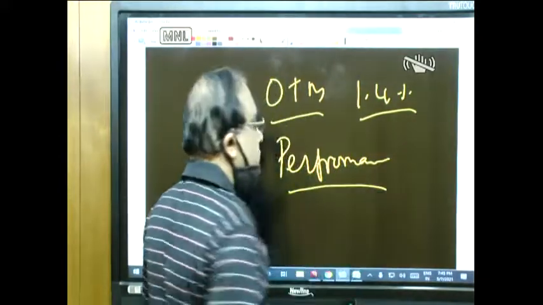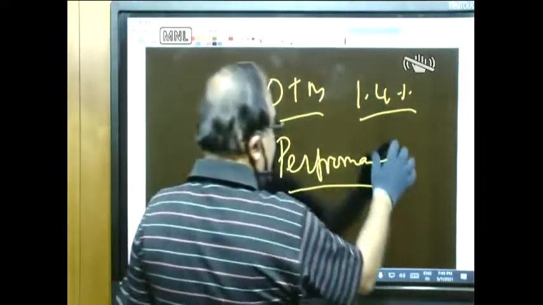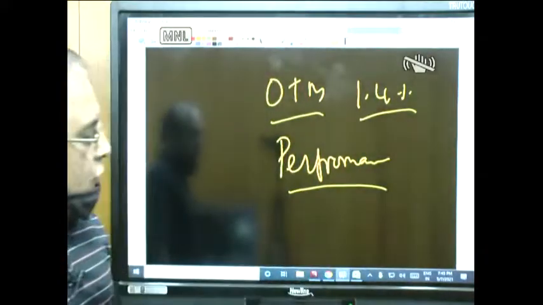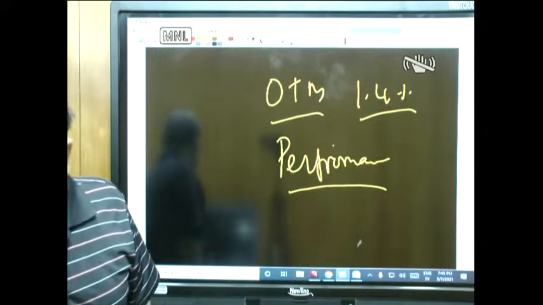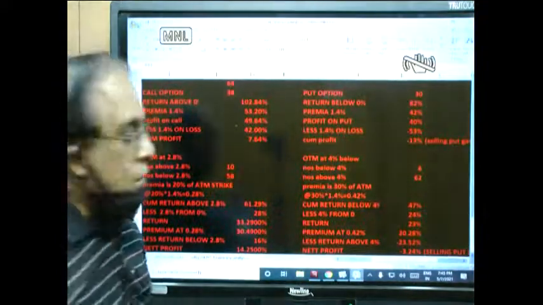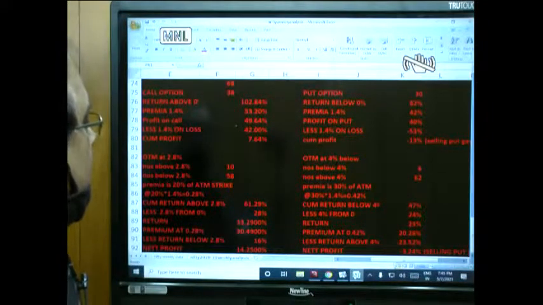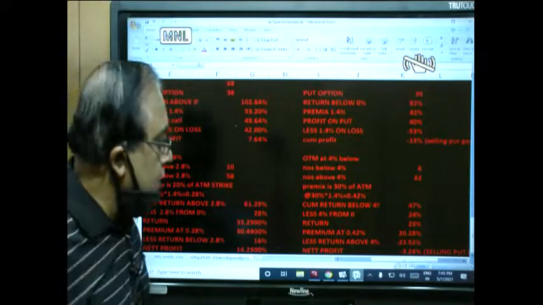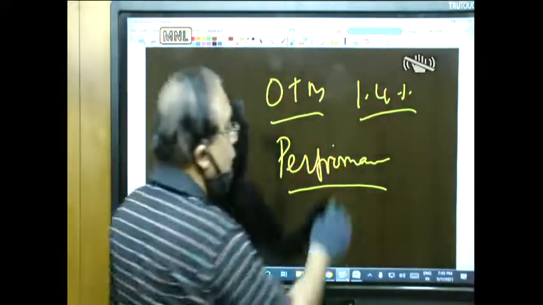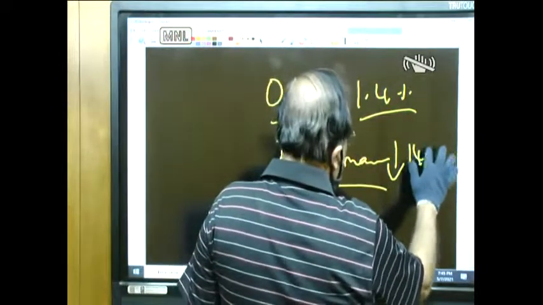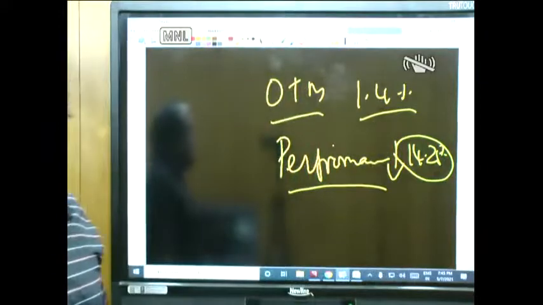Okay. We looked at the performance. The return that we got for that is, amazingly, 14.25%. You may ask me why. That out of the money option gave 14.25%. Okay, better than even at the money.